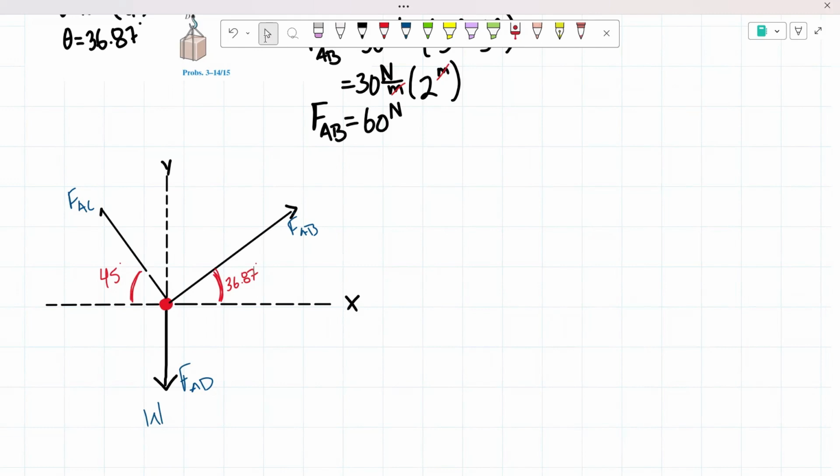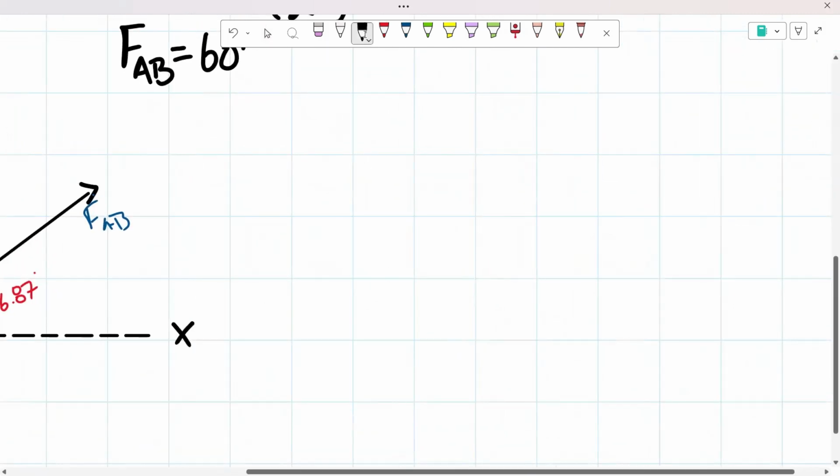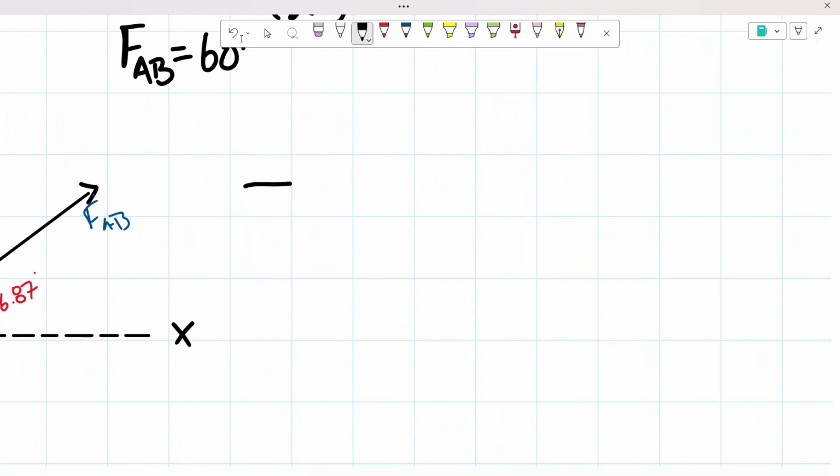And to do that, we're going to be breaking down each of those forces into their x and y components, making sure that they're also in equilibrium. So we're going to solve it like this. We know that the sum of the forces in the x direction has to equal 0 to be in equilibrium.